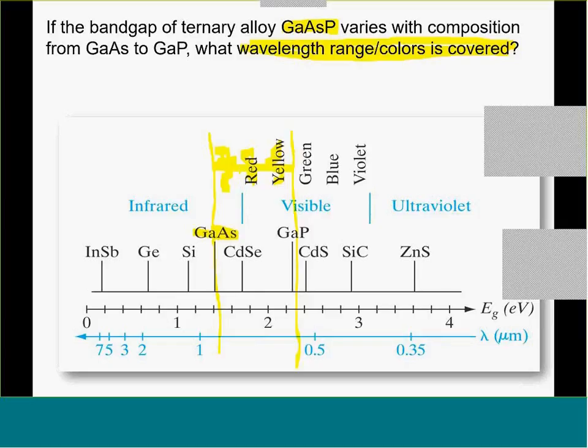Okay, so basically what you see here today is the E-gap plays a very important role in us getting the color, or the energy that is really going to be radiated out during recombination.